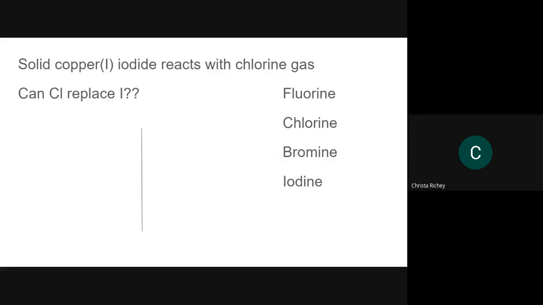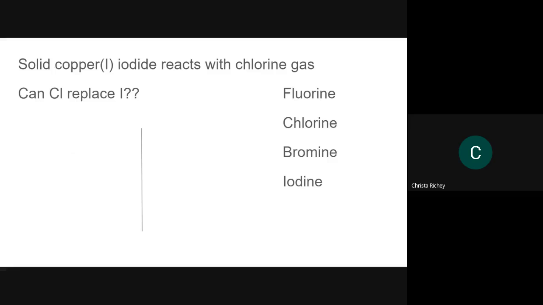Oh my gosh. All right, so we have solid copper iodide and it's reacting with chlorine gas. Okay, the thing by itself is the chlorine. So we want to know if it's a big enough bully to kick out the iodine. Yes, it is, because it's higher on the list.